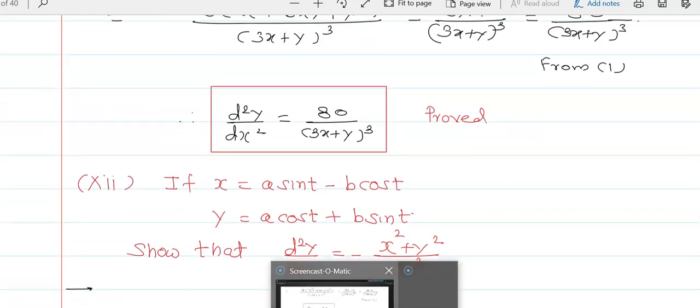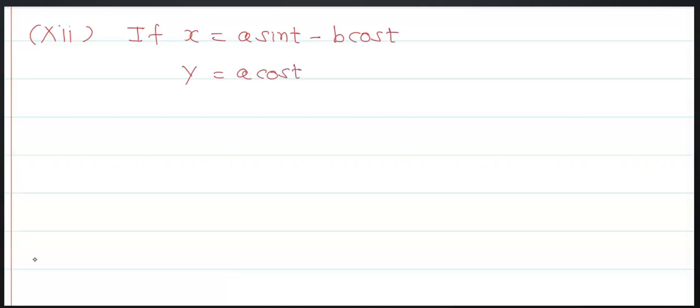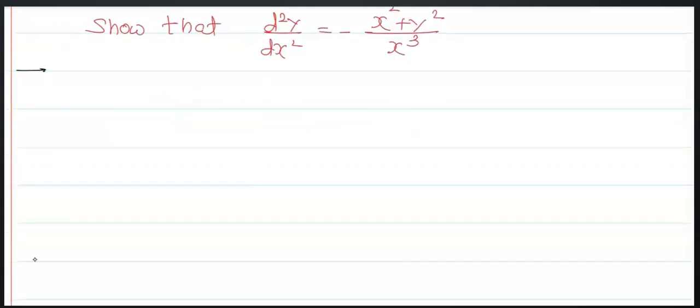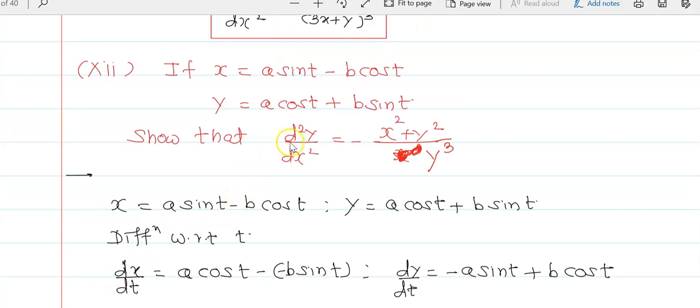Now, the last step, examples of this question. If x is equals to a sin t minus b cos t, and y is equals to a cos t plus b sin t, then show that d2y by dx square is equals to minus x square plus y square upon y cube. X square plus y square upon y cube, not x cube. It's by mistake. It is y cube. There is a mistake in writing. Therefore, d2y by dx square is equals to minus x square plus y square upon y cube.